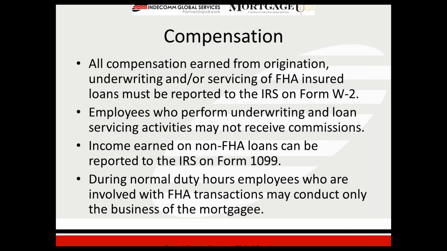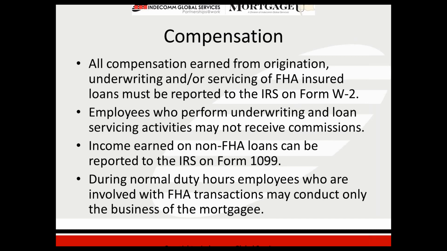Compensation, that's still on page 14 of your job aid. All compensation earned from origination, underwriting, and or servicing of FHA insured loans must be reported to the IRS on a W-2. Employees who perform underwriting and loan servicing activities, however, may not receive commissions.